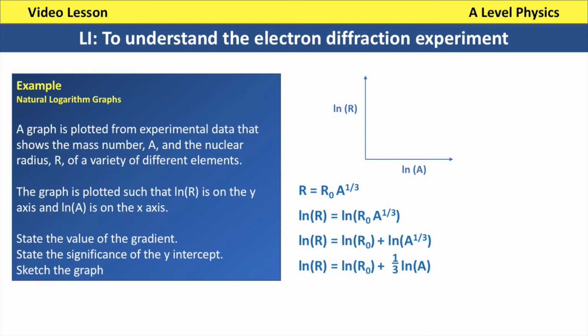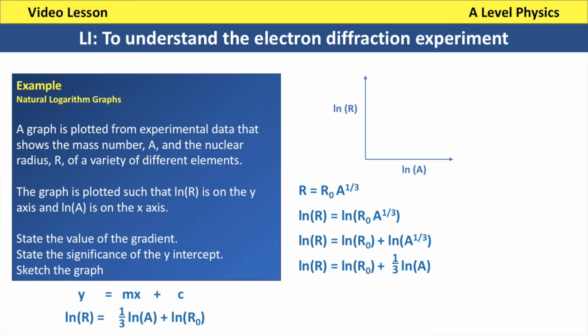Now let's consider, we don't know at the moment that this graph is going to be a straight line, but let's assume that it's going to be. If it is a straight line, it of course obeys the equation of a straight line, which is y equals mx plus c. Now on the y-axis we've got ln of R, and on the x-axis we've got ln of A. Now comparing that, you can see that m would have the equivalent of a third, which gives us the answer to the first question, meaning that the gradient is going to be equal to a third.